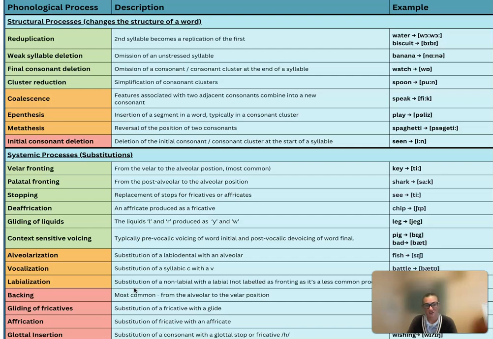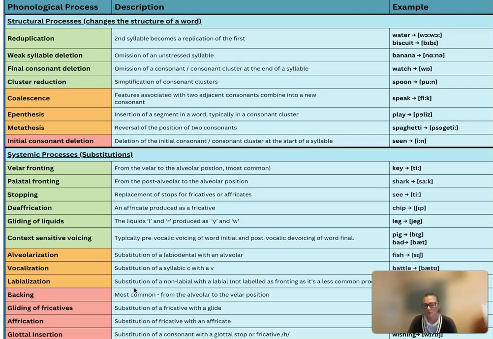So that's simplification of consonant clusters. That can be two-element consonant clusters, or three-element consonant clusters, like sp and then spr. So if on the word spoon the s has been omitted, then that's part of that consonant cluster. So that's gone to poon. That would be cluster reduction.